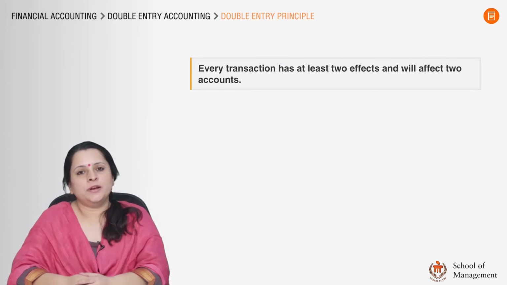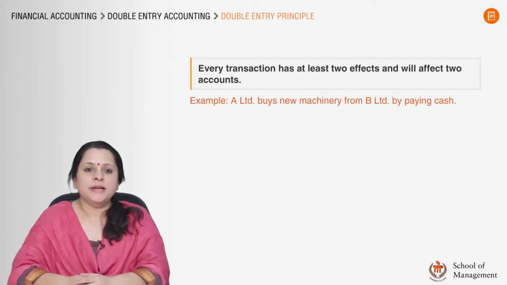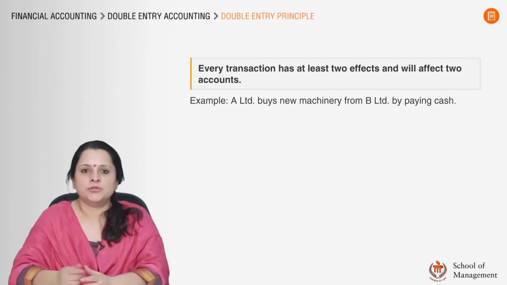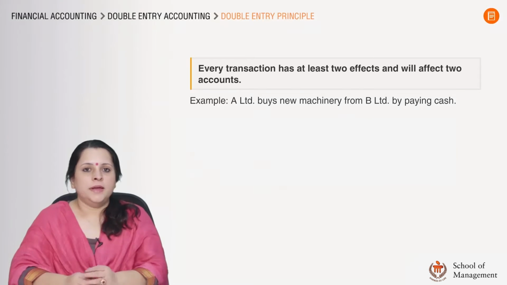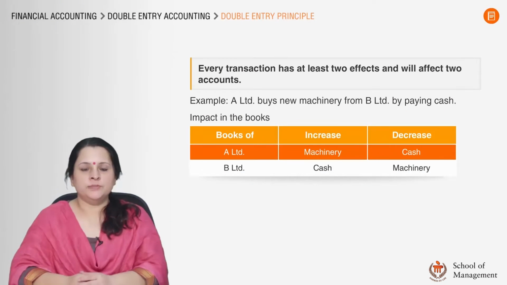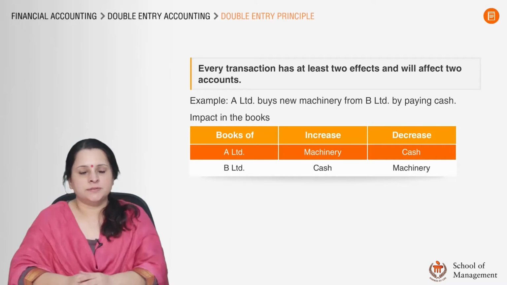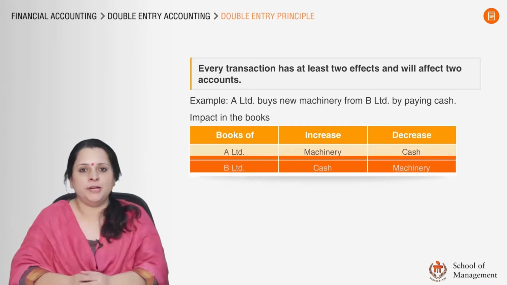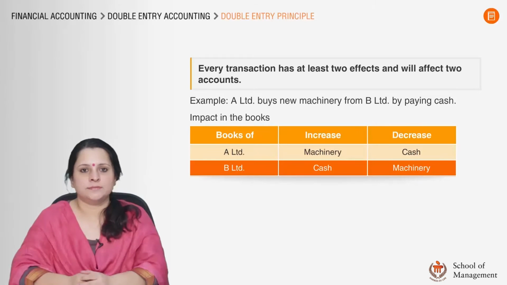Think of a situation where a company, say A Limited, buys new machinery from another company B Limited by paying cash. Now, please make a note of this example as we will refer to this example several times during the course of this video. In the books of A Limited, purchase of this new machinery will increase the value of total machinery owned by A Limited. Now, this transaction will, however, reduce the cash balance as A Limited has to make a cash payment to B Limited for the machinery purchased.